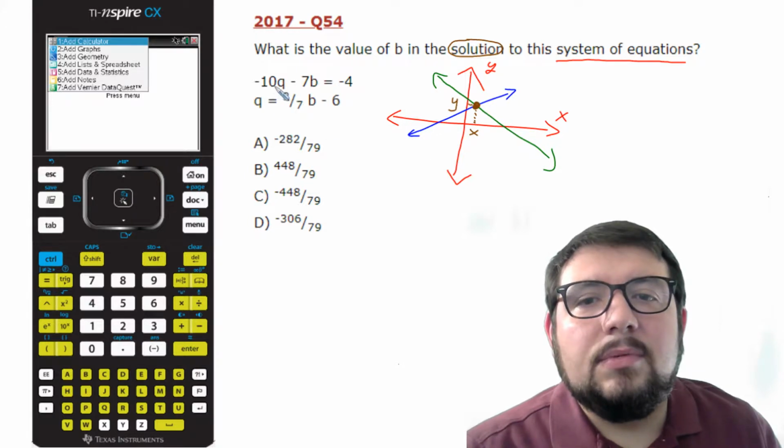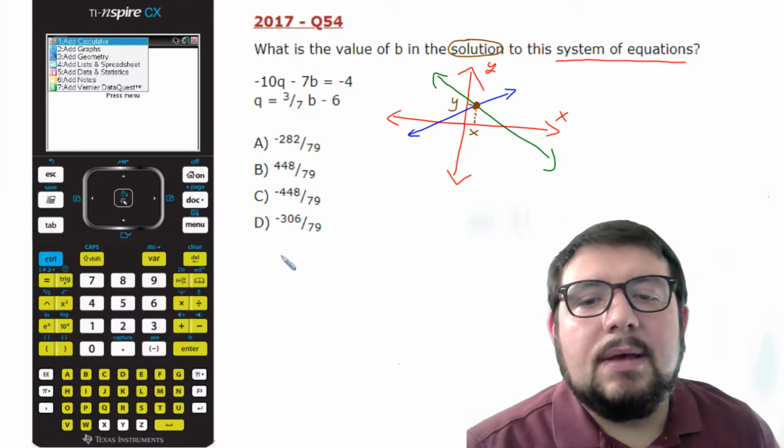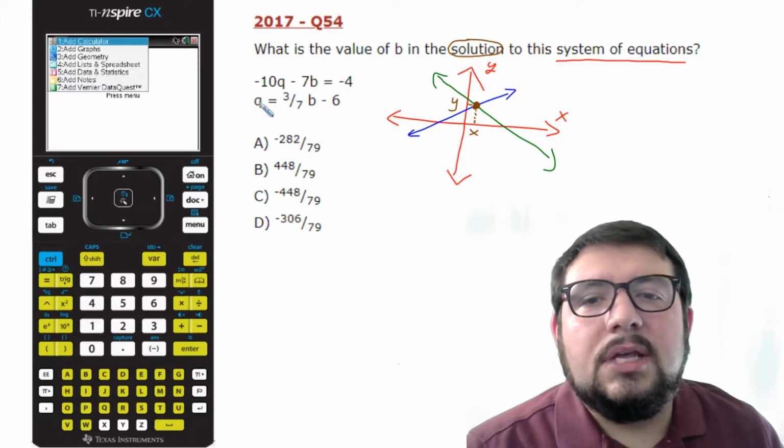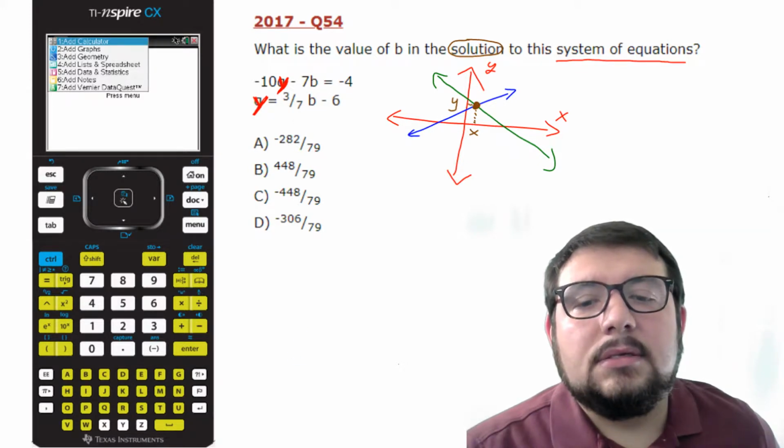Now in this problem, you can see that I don't have the letters x and y, I have the letters q and b. That doesn't really matter. We can change them. So what we'll do is we'll just change them up. Look, this one says q equals, so I'll change q to the letter y in both equations. And then I'll also change the letter b to the letter x. Okay, so the letter b is going to become the letter x.